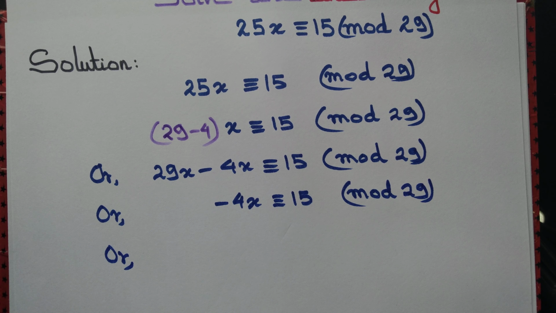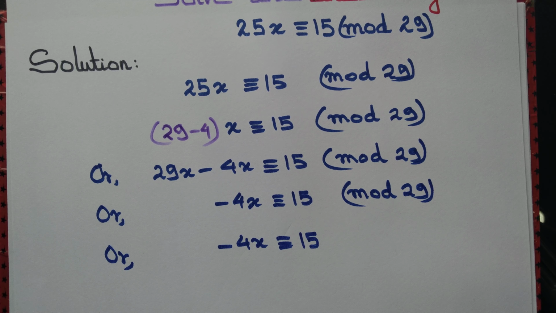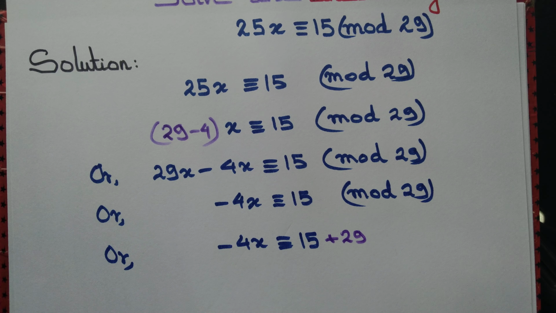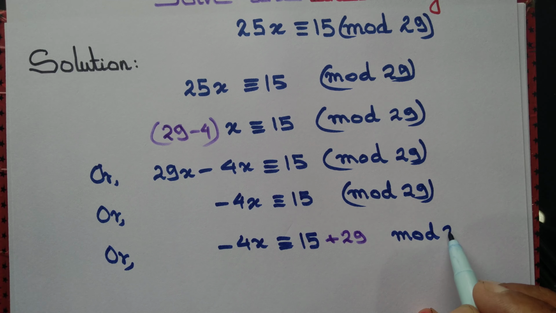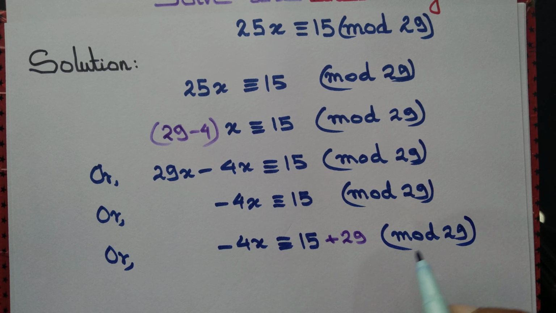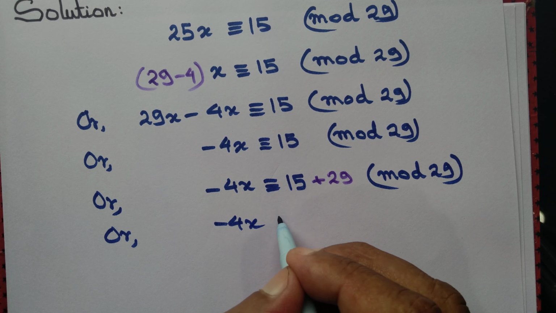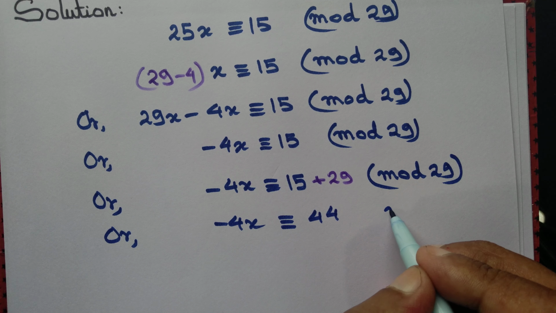Can we reduce it further? As we said earlier, we can just add or subtract 29 and the congruence will be maintained. So let's add 29. The rest of the expression we copy as it is. What we did, we just added 29 and we can say that minus 4x is congruent to 44 mod 29.